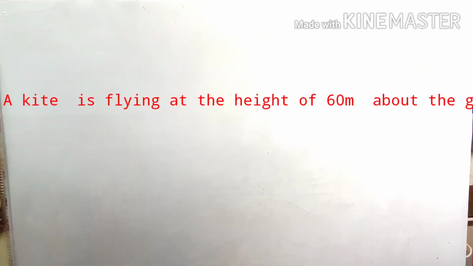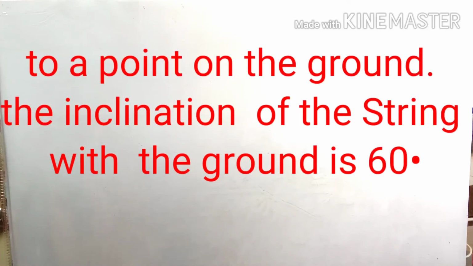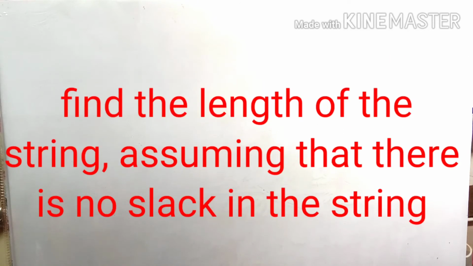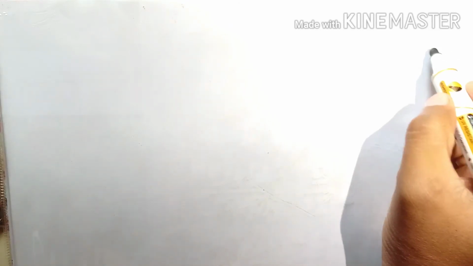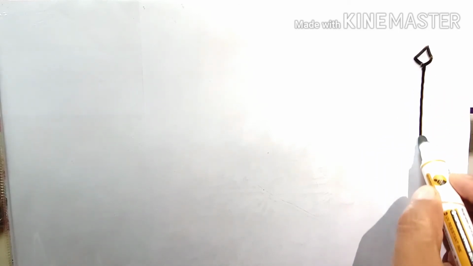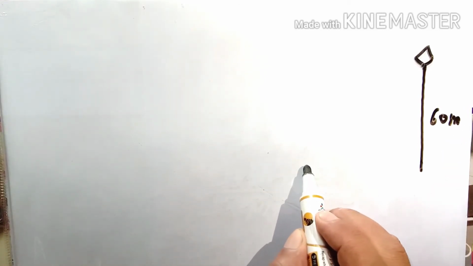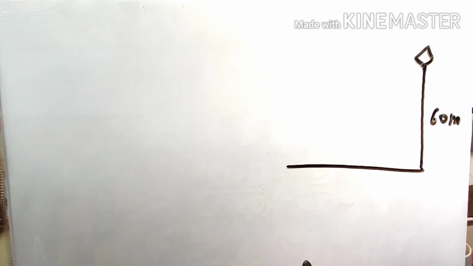Sum number 5. A kite is flying at a height of 60 meters above the ground. The string attached to the kite is temporarily tied to a point on the ground. The inclination of the string with the ground is 60 degrees. Find the length of the string, assuming that there is no slack in the string. So according to our question, a kite is flying at a height of 60 meters above the ground. Let us consider a kite, and the height of the kite from the ground level is 60 meters. Now on the ground you can select a point.